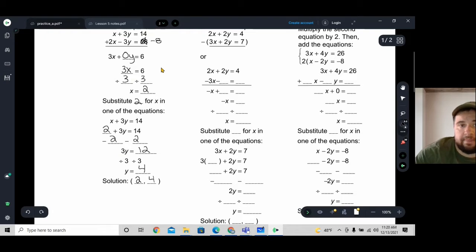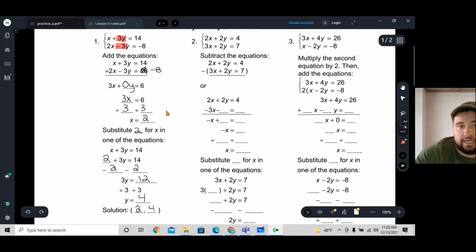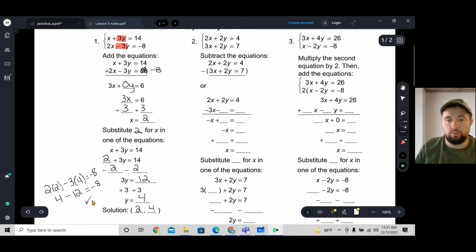And I'm going to check it, because I'm going to look at that second equation that I had. 2x minus 3y equals negative 8. So that should mean that 2 times 2 minus 3 times 4 equals negative 8. 2 times 2 is 4. 3 times 4 is 12. 4 minus 12 does in fact equal negative 8, so I know my solution works.